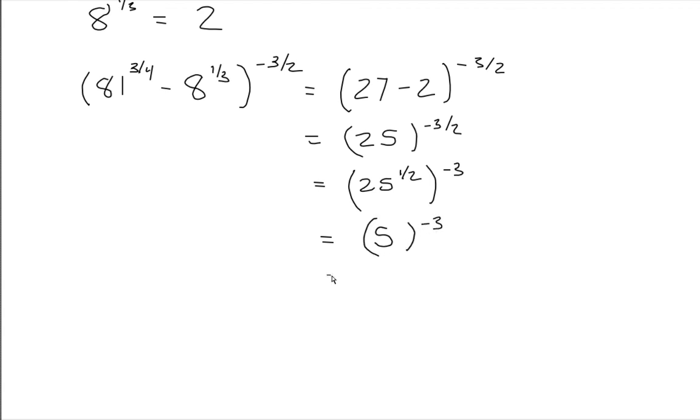And now we can rewrite this as 1 over 5 to the power of 3. And 5 times 5 times 5 is 125. So the answer at the end of this is 1/125.